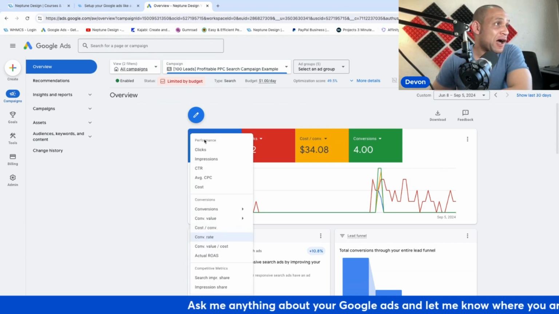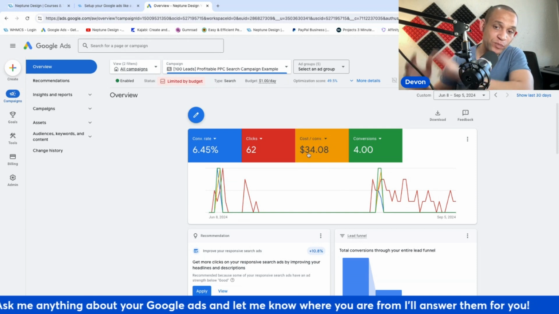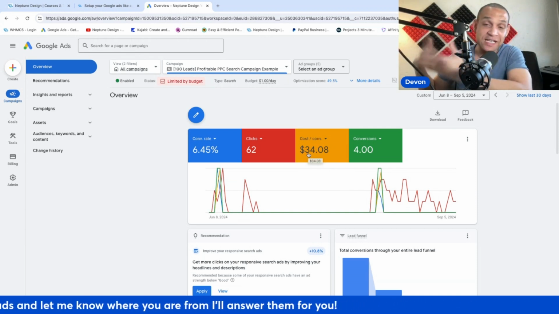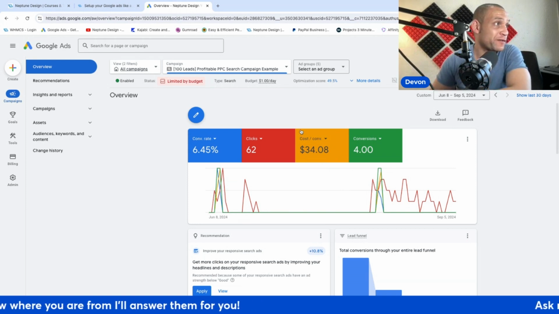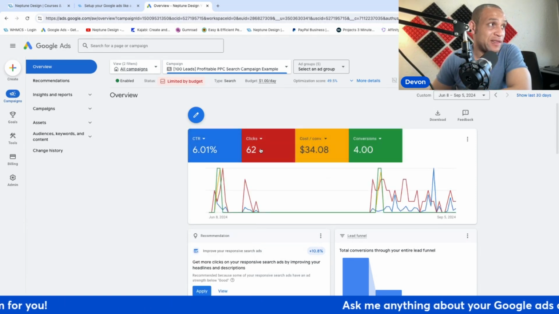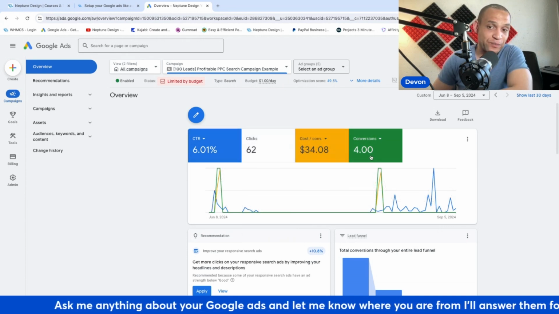I look at how many conversions have we had? What is the cost per conversion? Is the client okay with that cost per conversion? Or is the person I'm consulting with okay with that cost per conversion? And what's the click-through rate? Okay, these 4, let me switch off this block over here. These are my indicators.